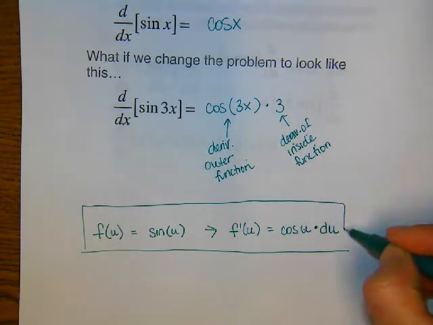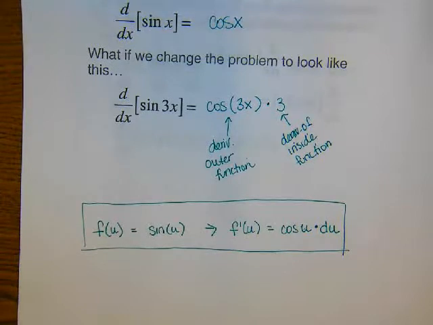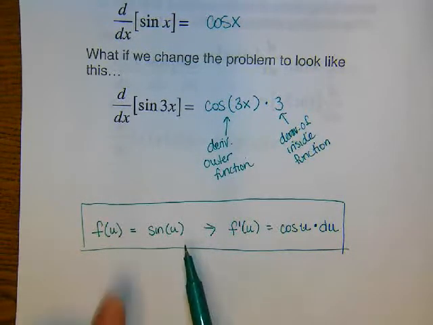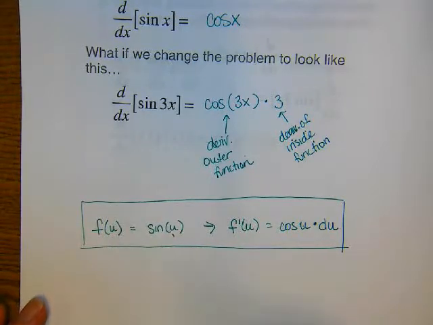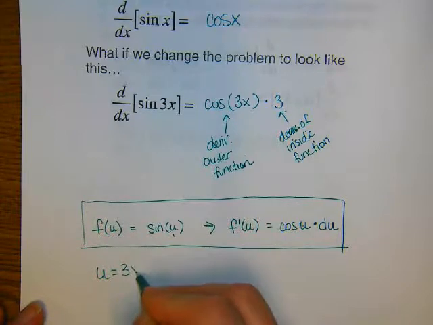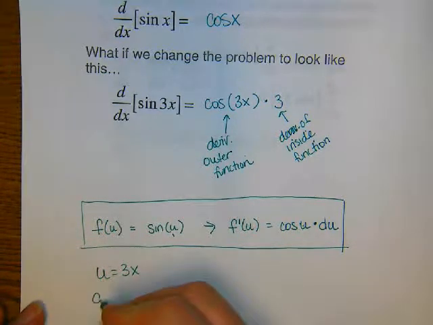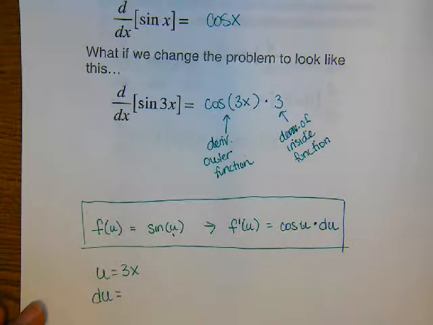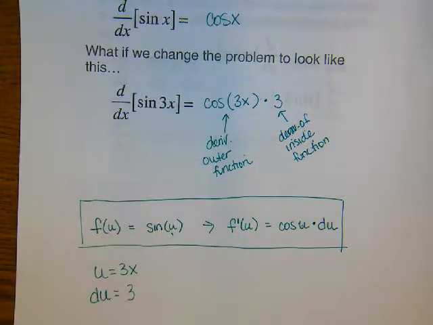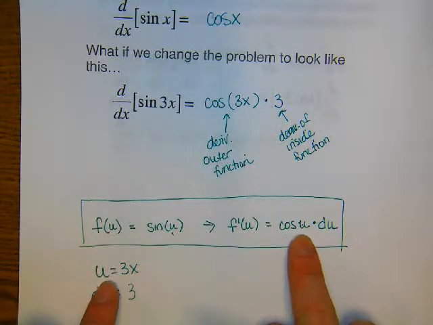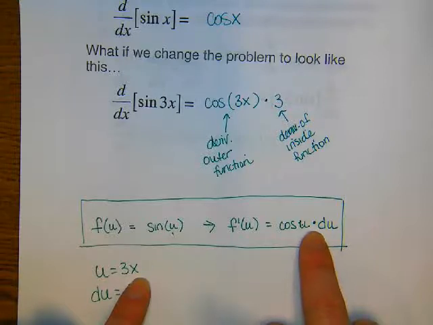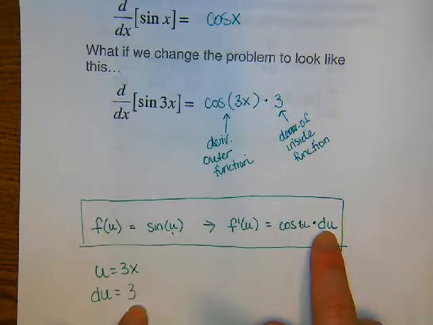Okay. Let me just show you how it works. You don't have to do this every time, but this is why it works. In this function up here, what is in this spot where the u is? 3x, right? What is the derivative of u then? 3. So if I use substitution then, okay, I have the cosine of 3x times 3. That's where that comes from.